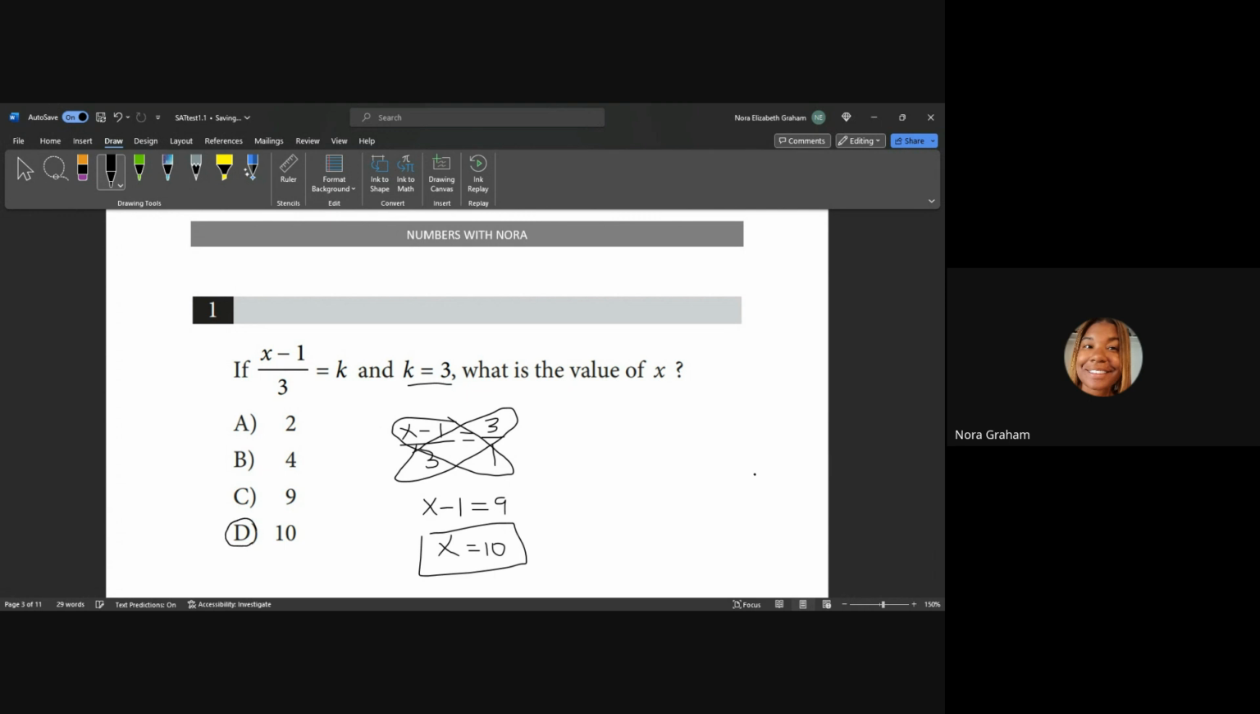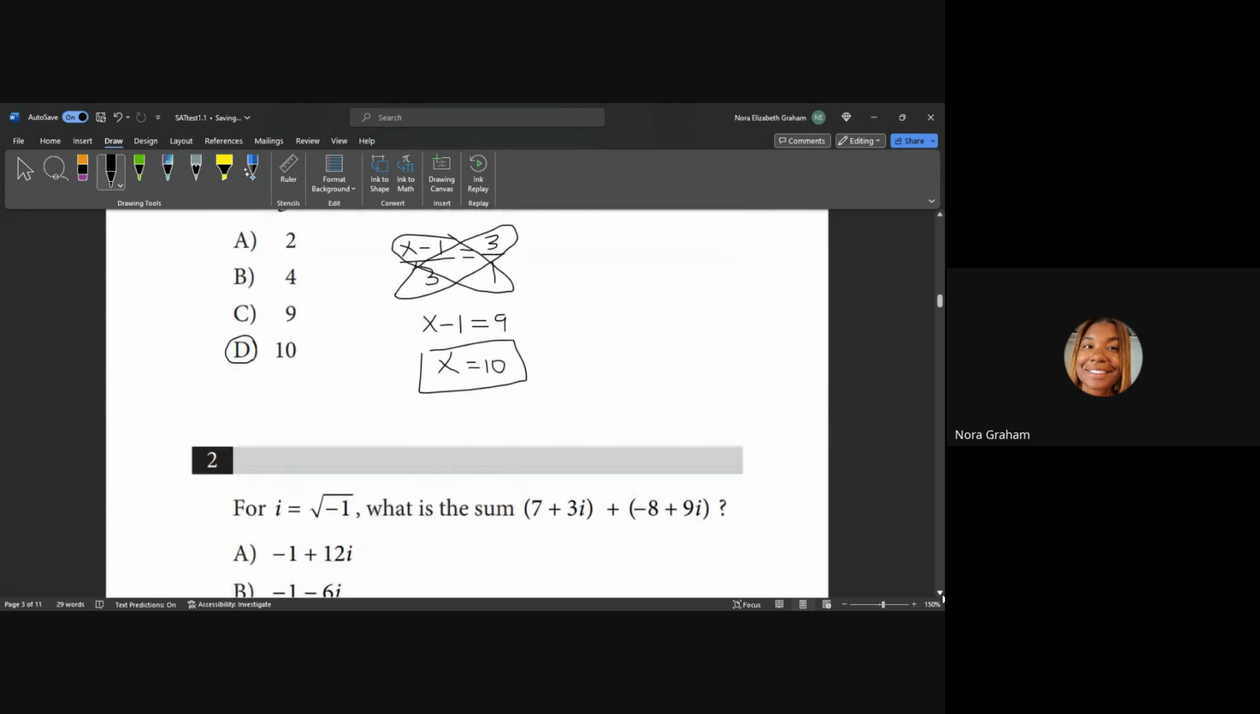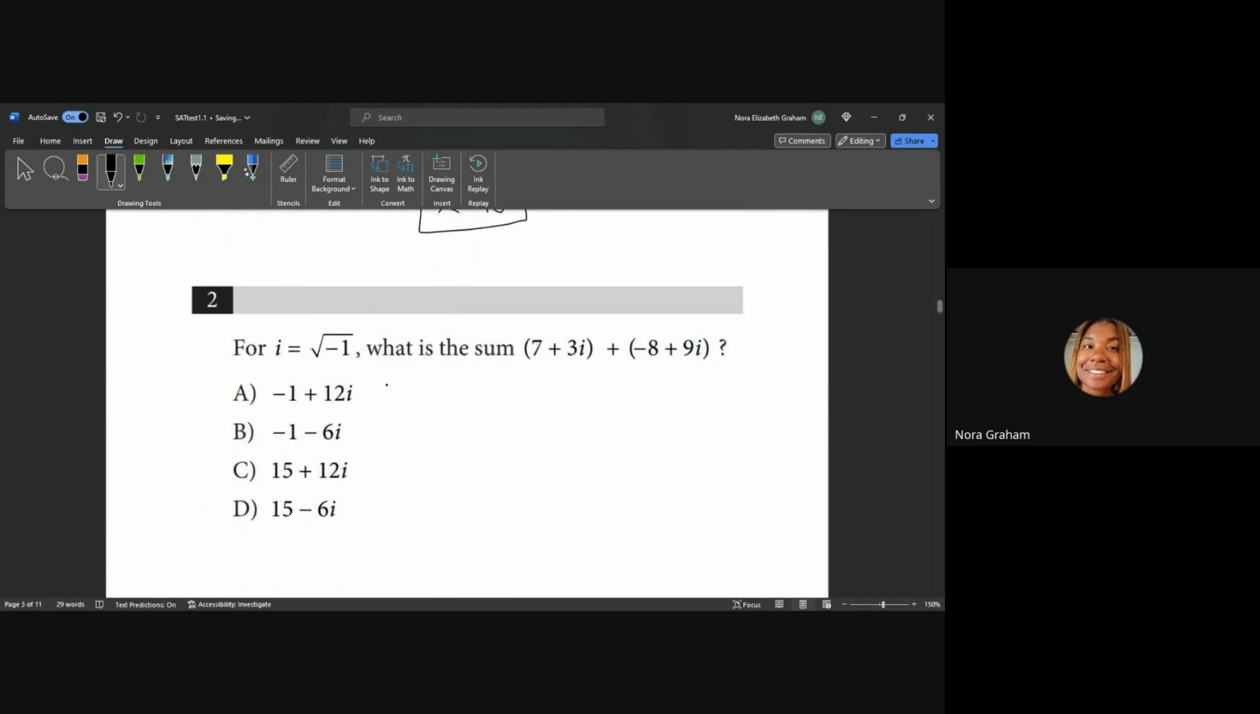Okay. Let's go on to practice question number 2. For i equals the square root of -1, what is the sum (7 plus 3i) plus (-8 plus 9i)? These right here are complex numbers. The form of a complex number is a plus bi, where a is our constant and bi is our complex number. So for this, it's kind of like combining like terms.